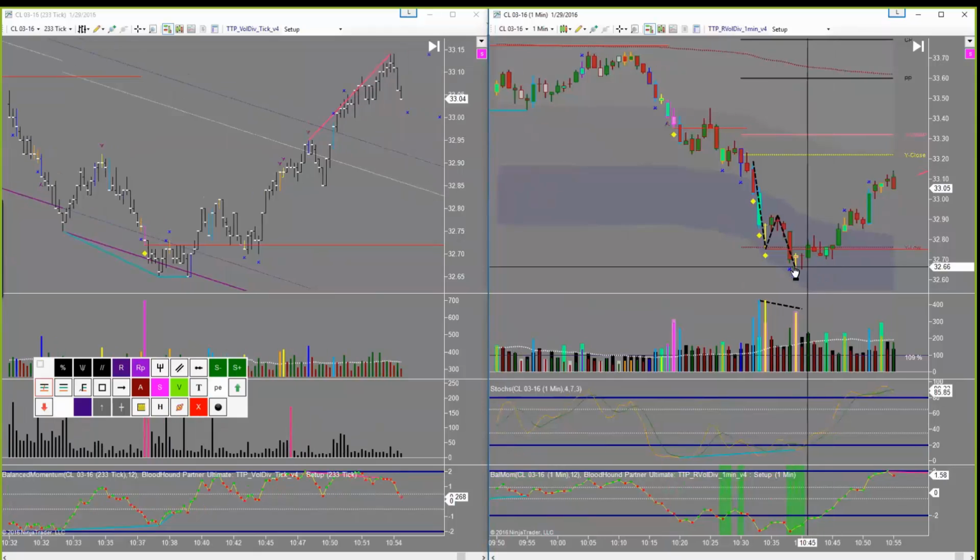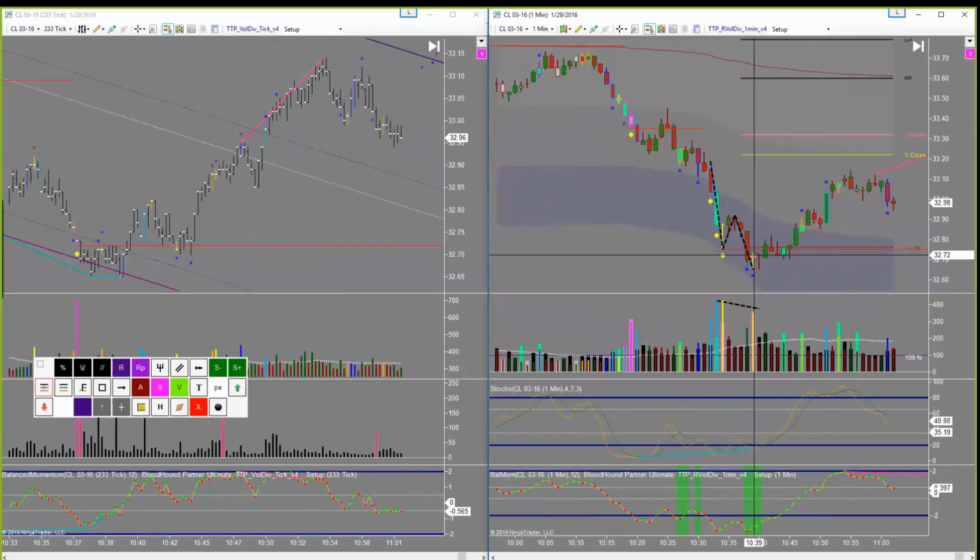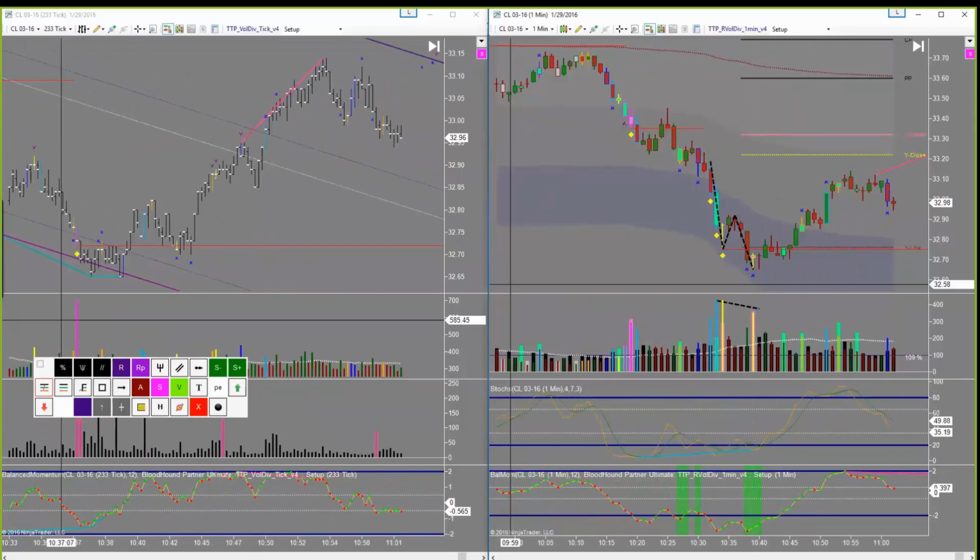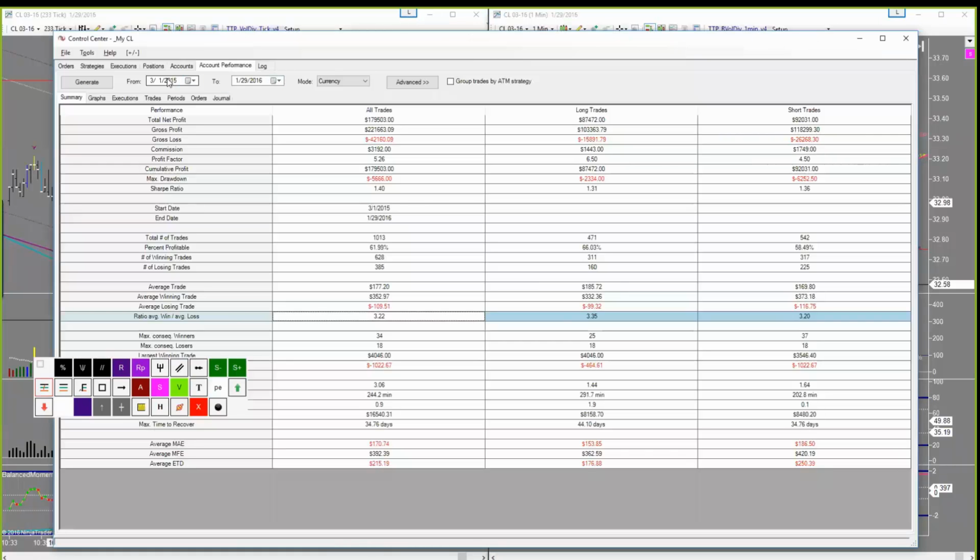So, pretty good stuff. Pretty good stuff. So, all in all, a decent week. I think I only ended up making about $5,000 this week, but not nearly what I would usually make. Let's see. Yeah, 51.70.